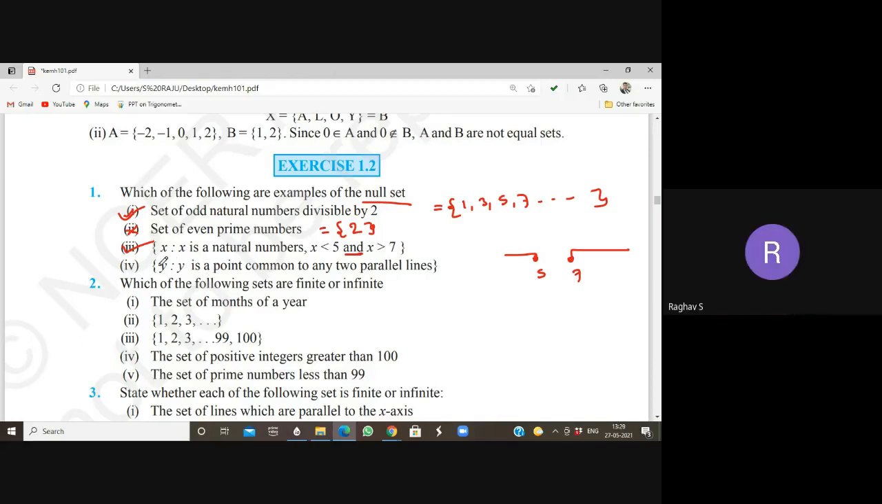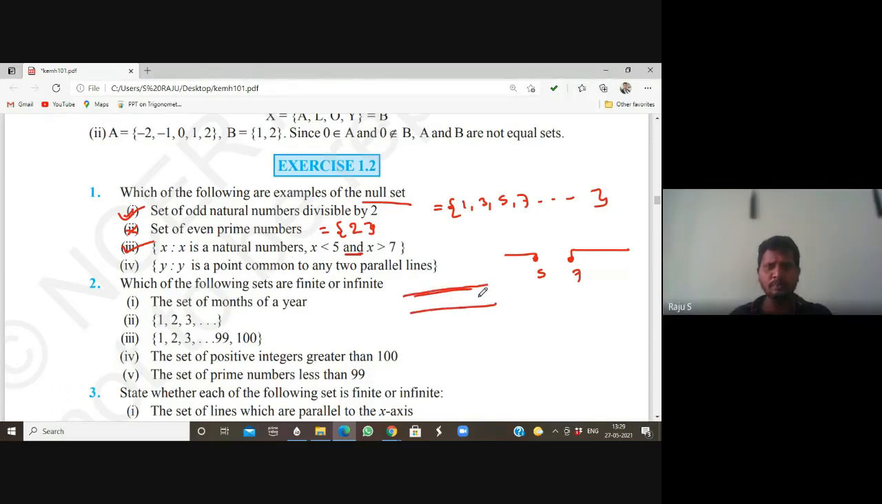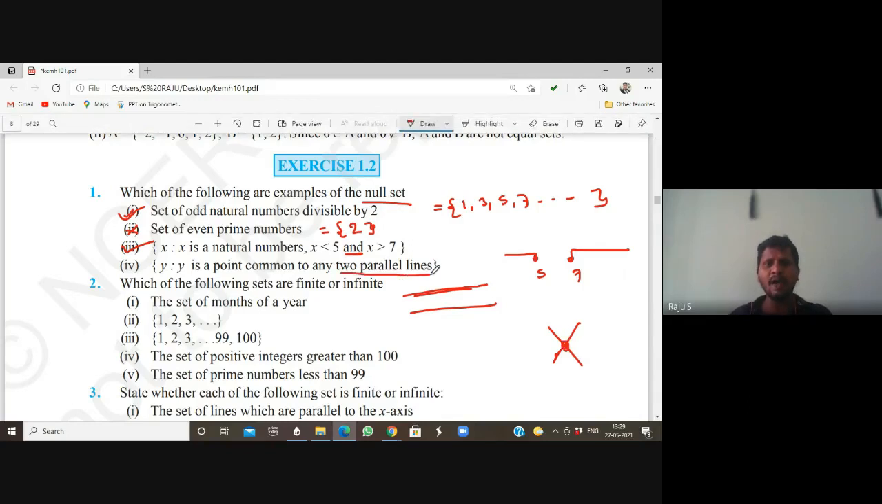What about the next one? Also a null set, sir. For two parallel lines, there cannot be a common point, sir. Okay, there are two parallel lines; is there any common point? When two lines are intersecting, we get the common point. But clearly they said two parallel lines. No common point. Is it possible? Not possible, so that is a null set. If possible, it is a non-empty set. Not possible, null set.